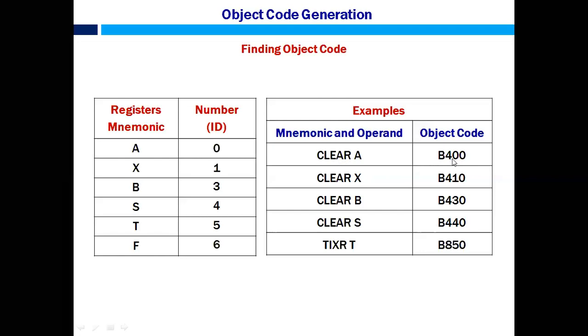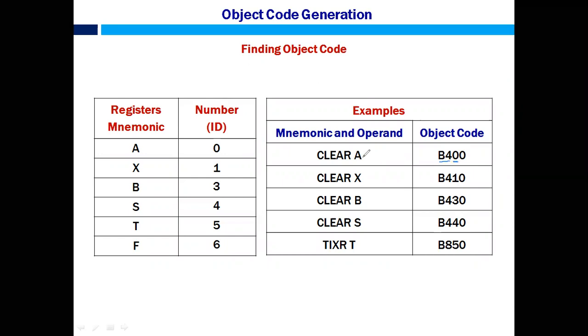It will be given in the exam. You don't have to worry, and you don't have to remember all the opcodes as such. They will be given in the exam. So CLEAR opcode is B4, followed by the ID of A, which is 0. So we write the ID as 0 here. This B4 is the opcode of CLEAR, and this 0 is for register A. Now do you have any other register here? It is just CLEAR A.